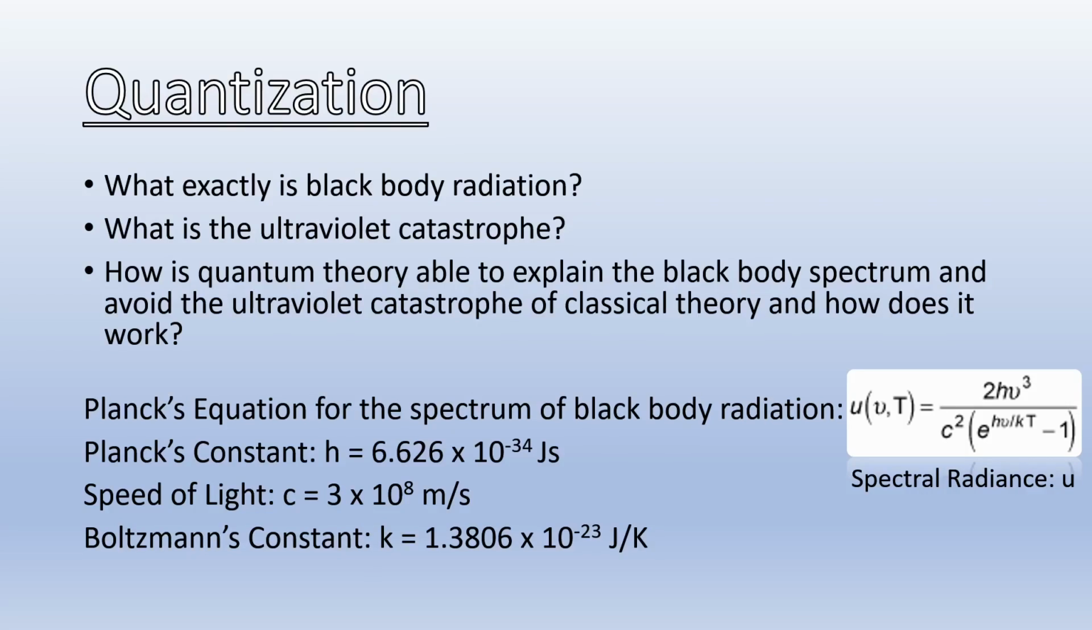As you can see on the bottom of the slide, there is a formula for calculating the spectral radiance, and this is one of the forms of Planck's equation for the spectrum of black body radiation, and h represents Planck's constant, c represents the speed of light, and k represents Boltzmann's constant.